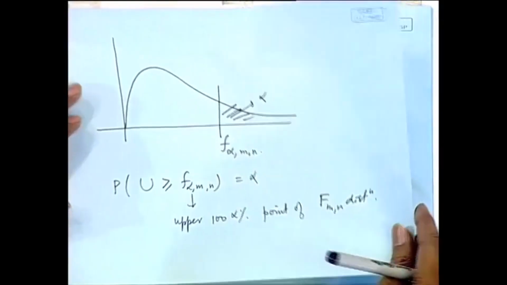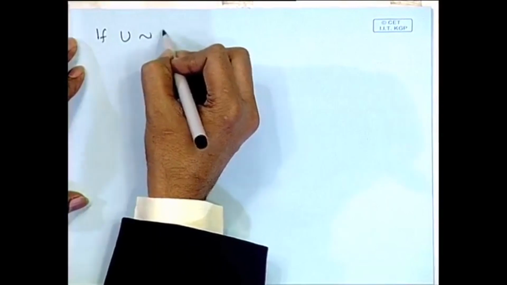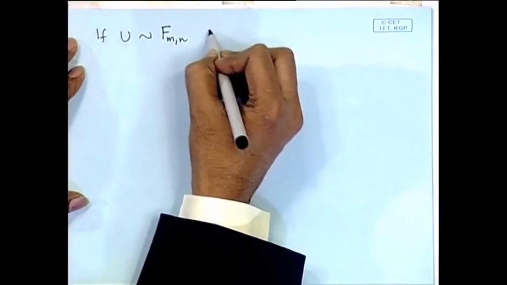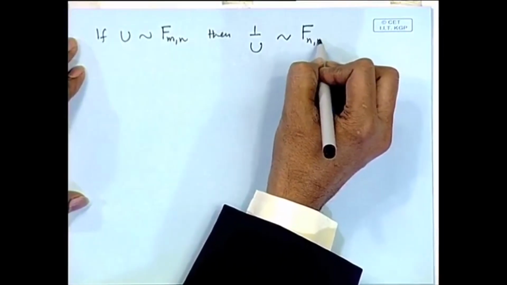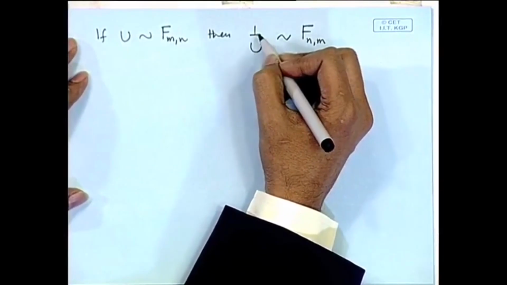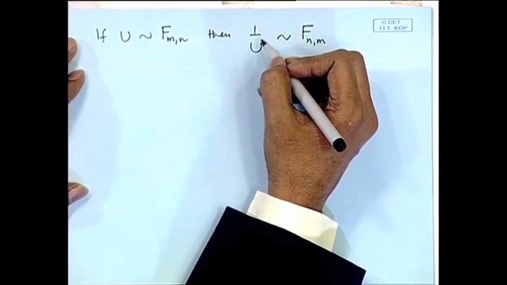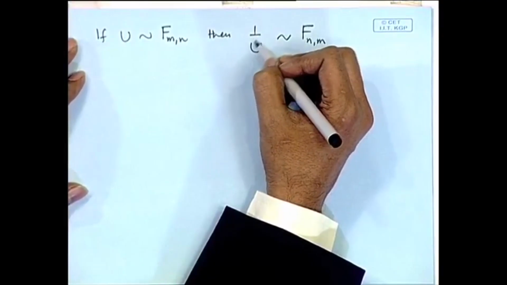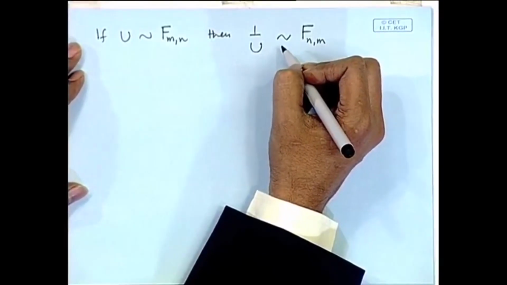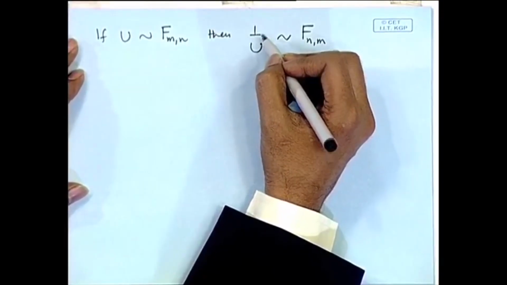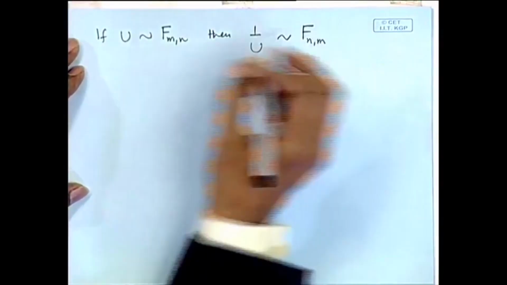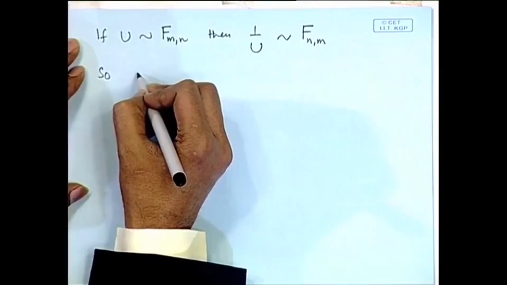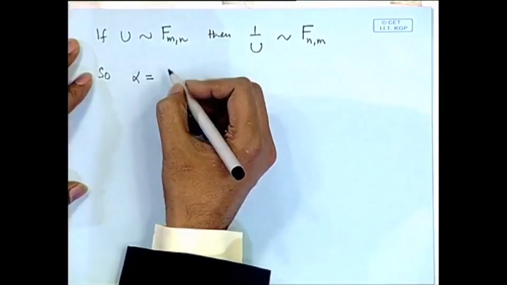Now, by the definition of this f variable, it is clear that if I have u following f m n, then 1 by u will follow f n m, because 1 by u remains a ratio of chi square variables divided by their degrees of freedom. However, the numerator degrees of freedom have gone to the denominator and the denominator degrees of freedom have gone to the numerator. So, this becomes an f distribution on n m degrees of freedom. So, we can derive a formula for the points of the f distribution.